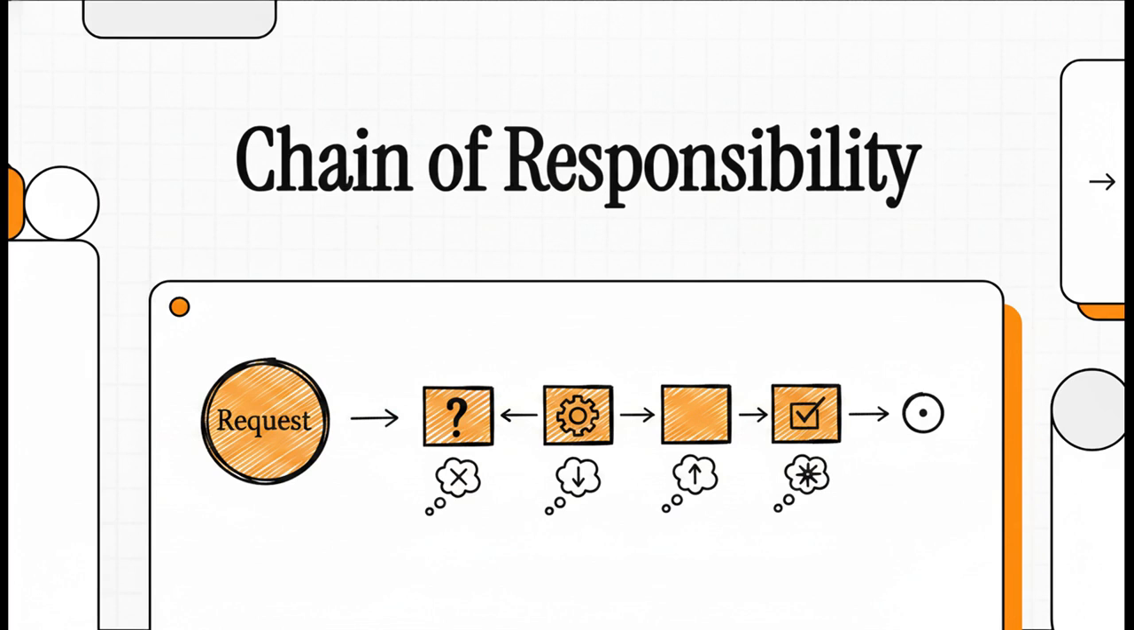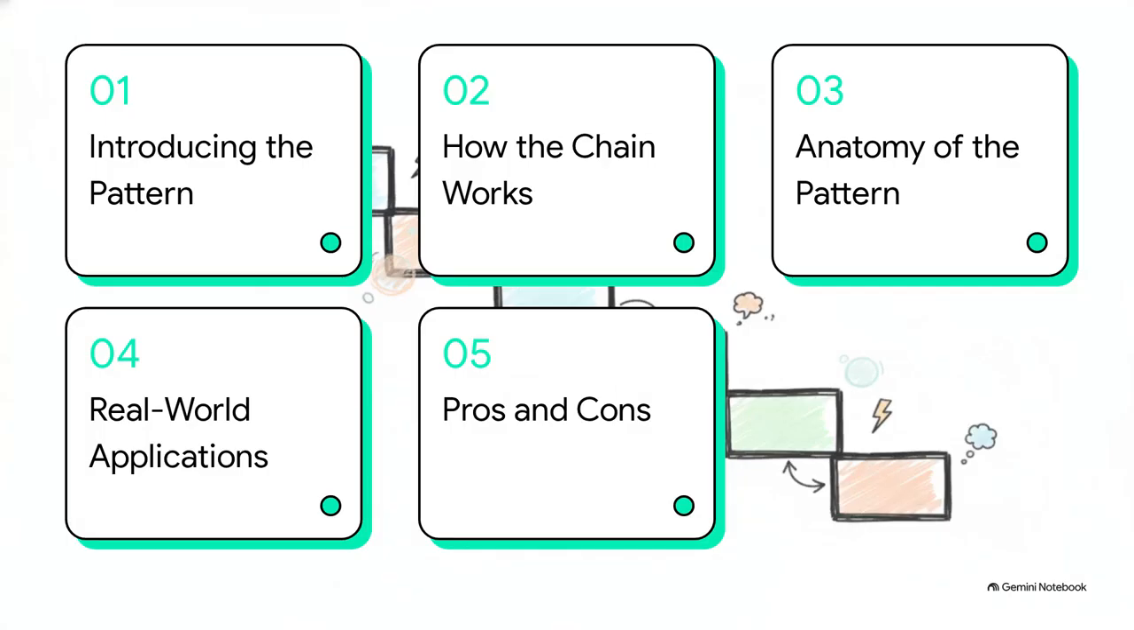Today, we're mastering the chain of responsibility pattern. We're going to explore how this behavioral design pattern can help you write cleaner, way more scalable object-oriented code. Here is our roadmap for this explainer. We'll quickly introduce the pattern, see exactly how the chain works, break down its anatomy, explore some real-world applications, and finally, weigh the pros and cons.